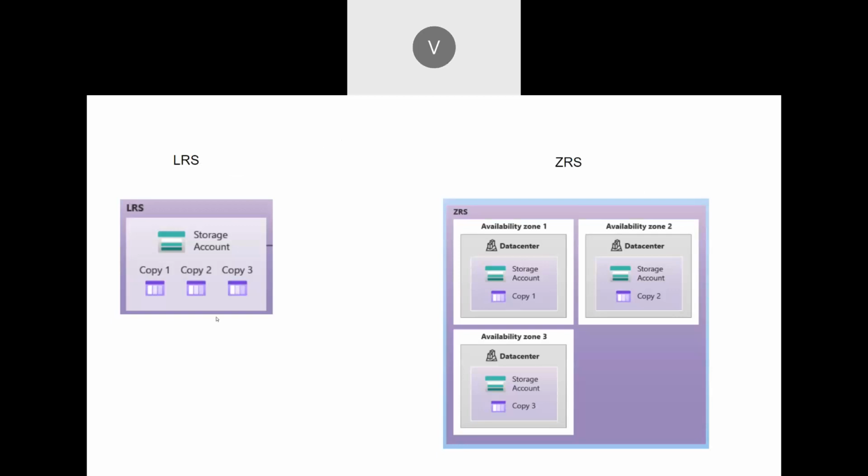So LRS means that when you are creating a storage account, you create it in a data center of a region specifically. Suppose, let's say, Central India. Central India has three data centers, but when you are choosing LRS in Central India, you are creating a storage account in only one of the data centers, not in all three. That is locally redundant storage.